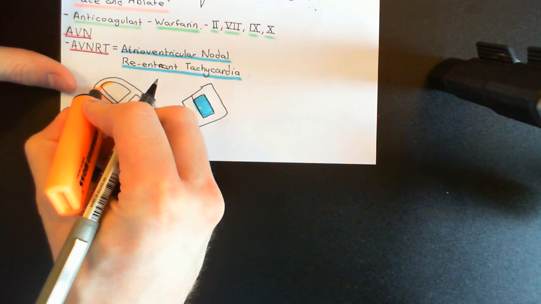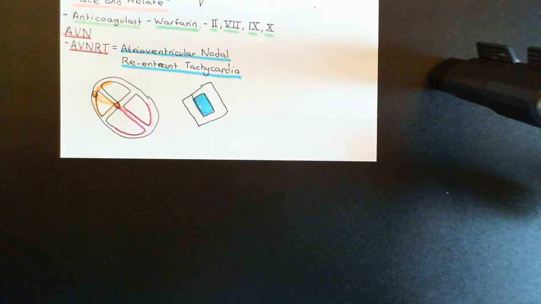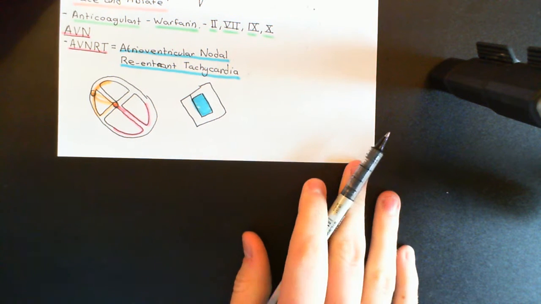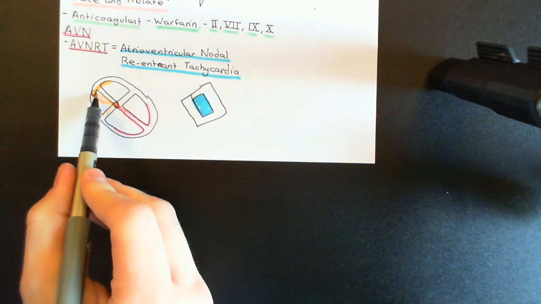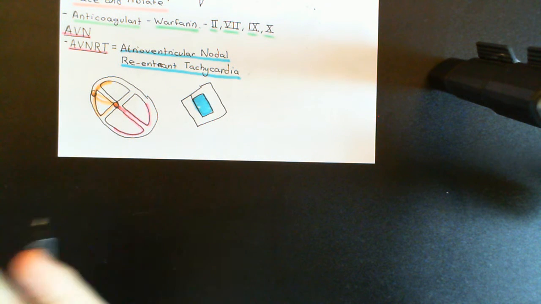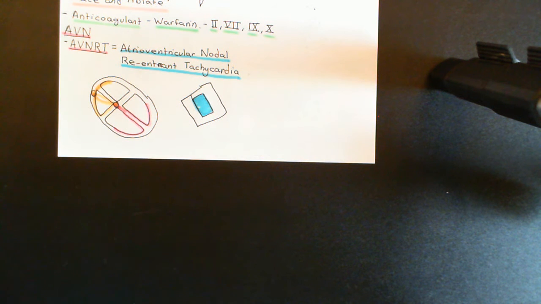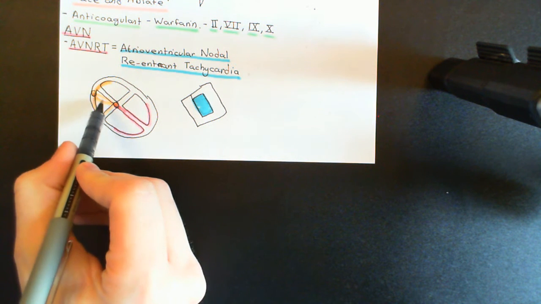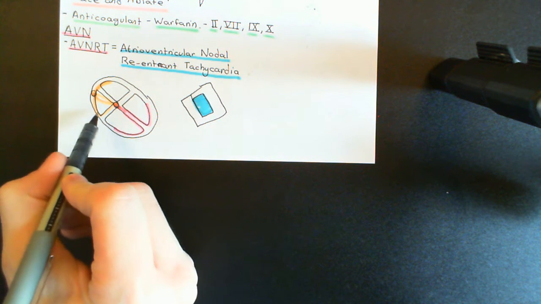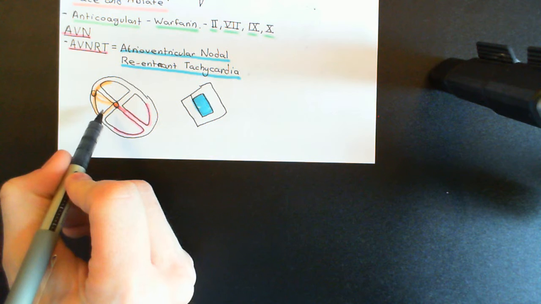Here is the interatrial conduction pathway as well, Bachmann's bundle. Now normally, the sinoatrial node will be generating action potentials at its normal rate, one every 0.8 seconds, and these will be propagating throughout the atria, causing atrial contraction.